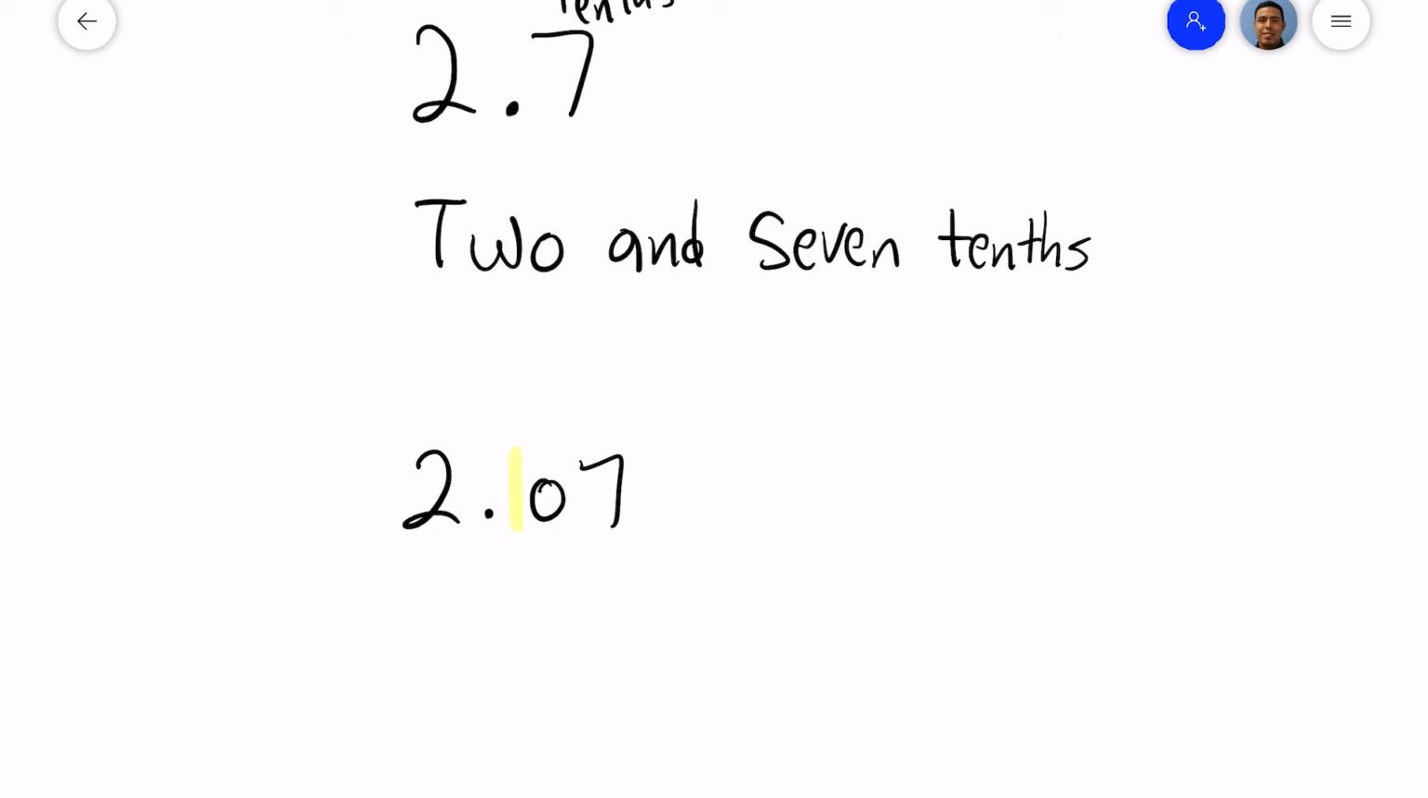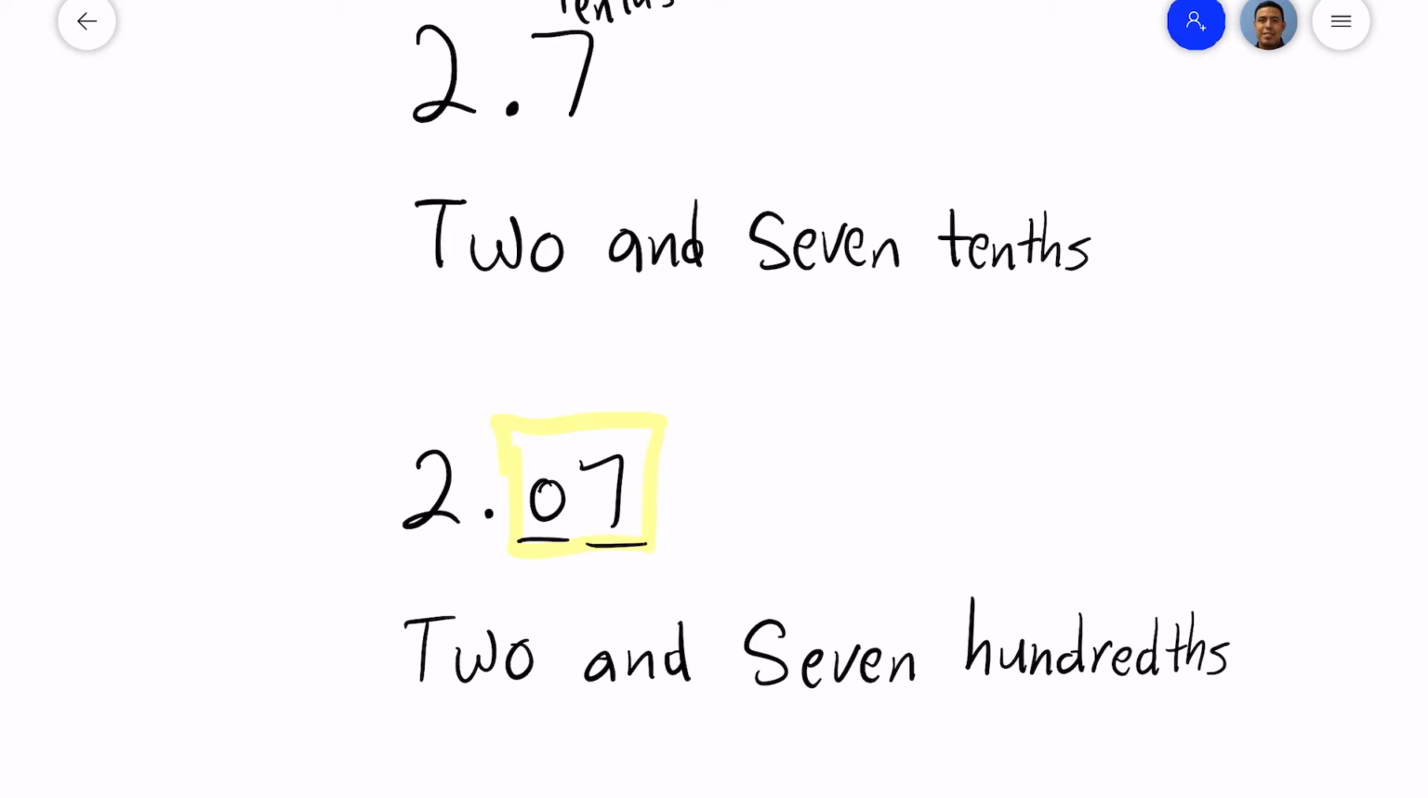If we have a number that looks like this, students need to know that when you have 2 digits in your decimals, when you have your tenths and hundredths, you're going to read it as hundredths. So this would say 2 and 7 hundredths. Every time you have your 2 decimal places, your number will read as hundredths. The only time you will read a number as tenths is when you only have 1 digit.